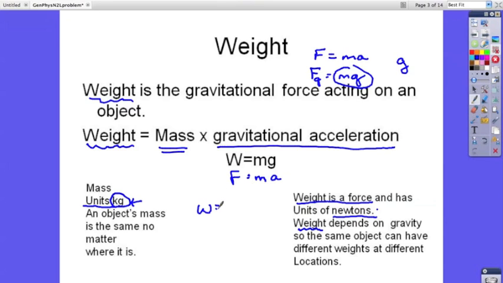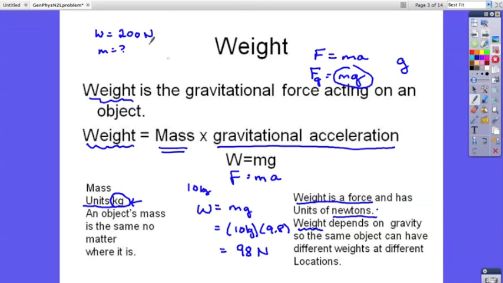So if I need the weight of an object, an example. I have a 10 kilogram object, and I want to know its weight. Weight equals mg. Weight would be 10 kilograms times 9.8 meters per second squared equals 98 newtons. And if I know that the weight equals 200 newtons, and I want to know the mass, then if weight equals mg, mass must be equal to weight divided by g. So that's going to be 200 newtons divided by, okay, I'm going to use 10 for g here, 10 meters per second squared, and 10 goes into 200, 20 kilograms, about, because we used not quite 9.8 for g, okay?